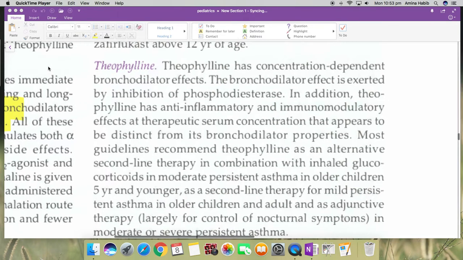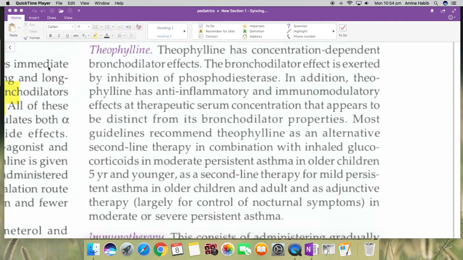So, yes, welcome back. We were doing theophylline. Theophylline has a concentration dependent bronchodilator effect. Apart from that, it is an inhibitor of phosphodiesterase enzyme. So it has, number one, anti-inflammatory, and number two, immunomodulatory property. It is not a first line drug, of course, it's a second line drug.